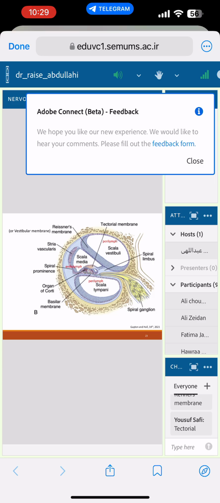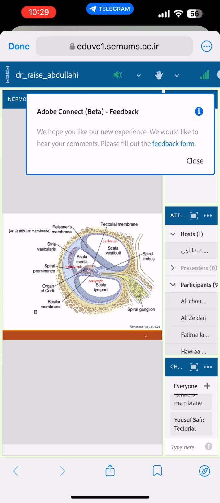And one important topic is that. Please learn it right here. That scala vestibuli and scala tympani are filled with a liquid which is called perilymph. So we have perilymph in scala vestibuli and scala tympani.